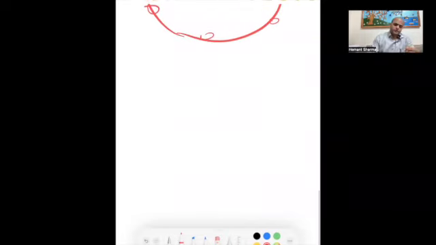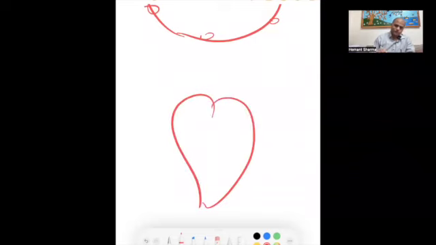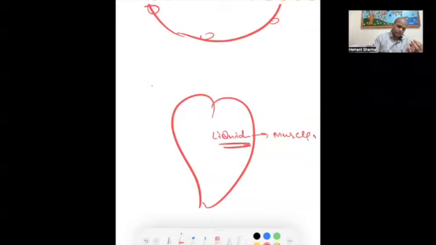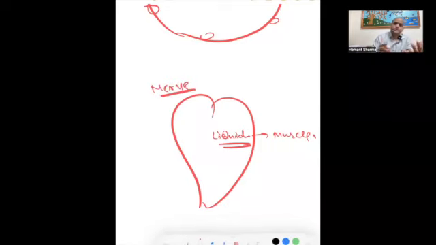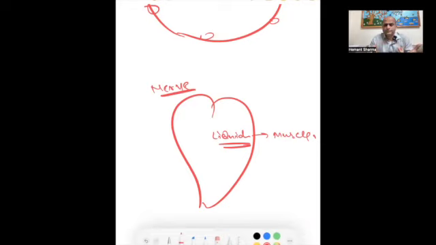Like if we see the heart, in the heart we have muscles, in the heart we have liquid, in the heart we have nerves. Because of that, there is a contraction and the relaxation. So the single structure has multiple things. Okay. So this is possible only when the thing is made by five elements.